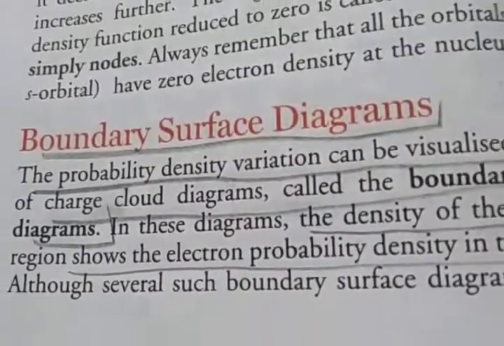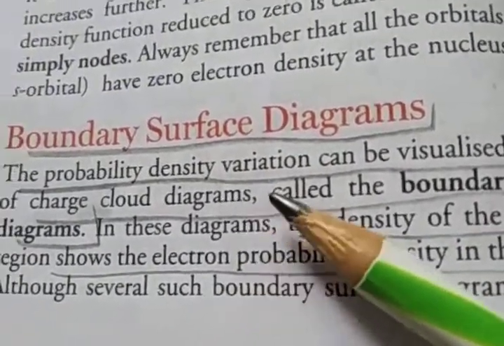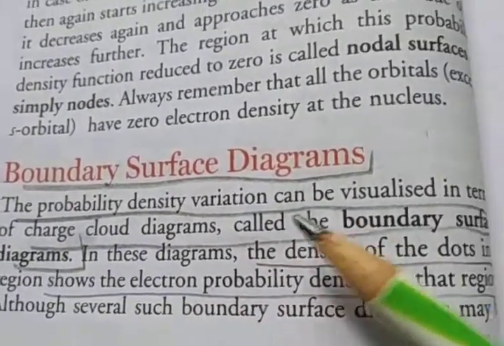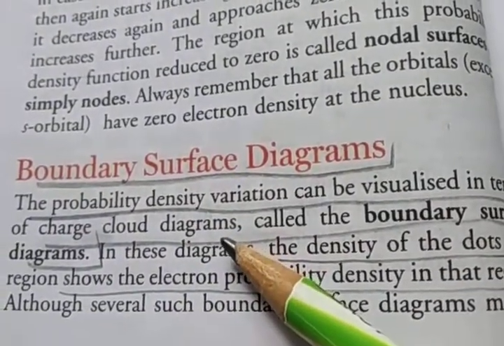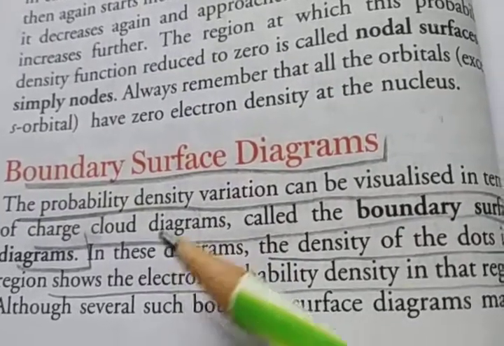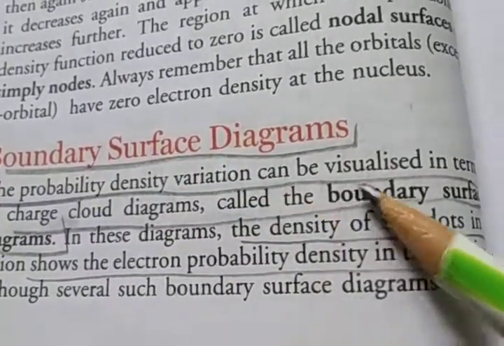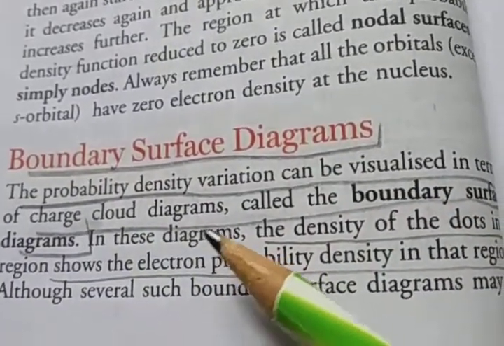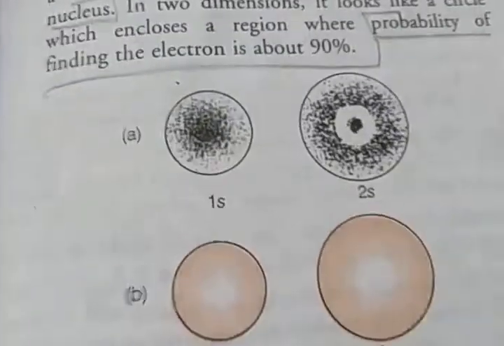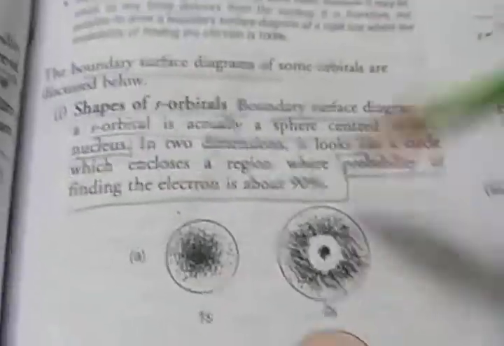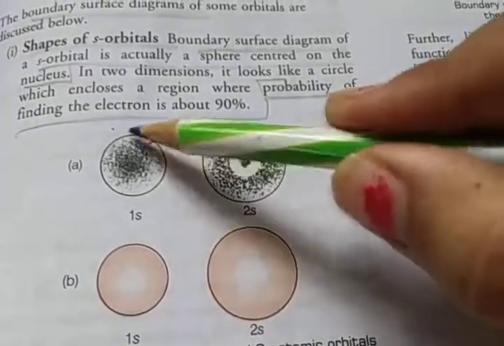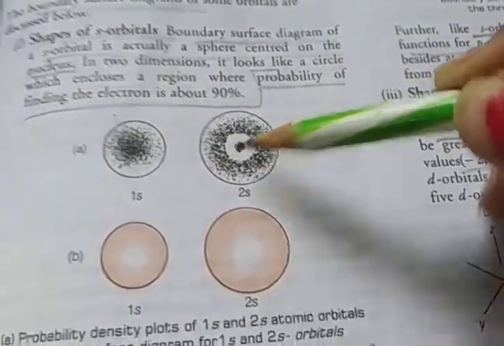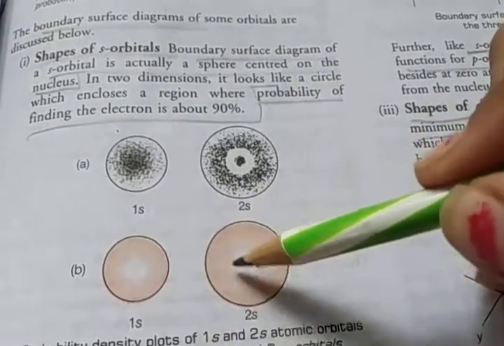Then the next topic is the boundary surface diagram. The probability density variation can be visualized in terms of charge cloud diagrams. This is called the boundary surface diagram. Here you see the boundary surface diagram given. This is the first, the shape of the s orbital. This is the 1s, this is the 2s, shown as 3D diagrams.